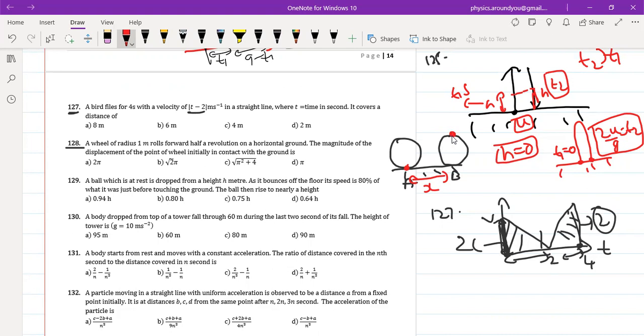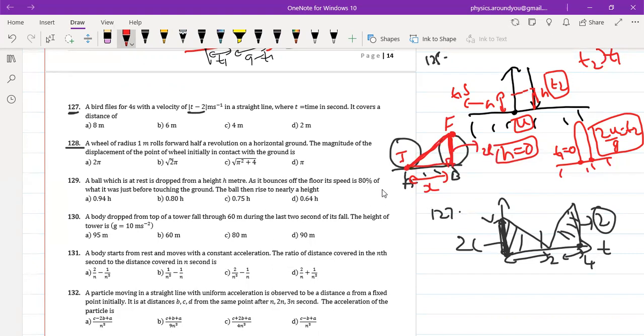What is the displacement? Displacement is the distance between the final position and initial position. So I need the length of this. How to find the length of that line? You complete the triangle. Here it goes. The perpendicular is the diameter, which is 2r. And what is the base?